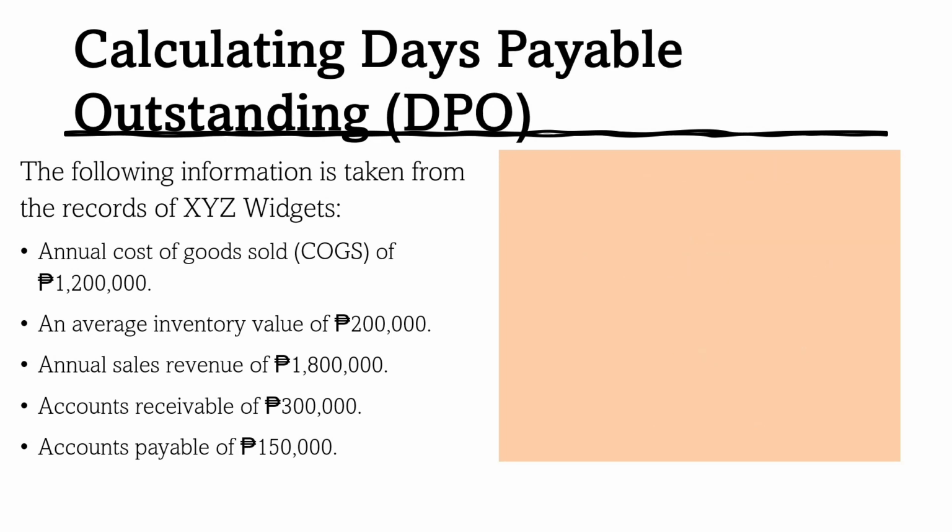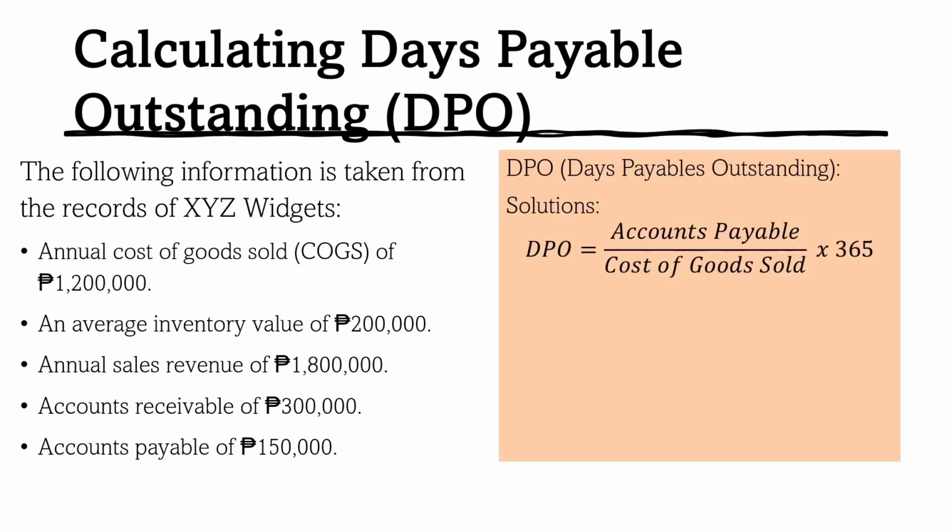And now for calculating Days Payable Outstanding or DPO, we will use this formula. DPO is equal to accounts payable over cost of goods sold multiplied by 365 days. In this case, 150,000 pesos divided by 1,200,000 pesos times 365 days, and that will be 46 days.